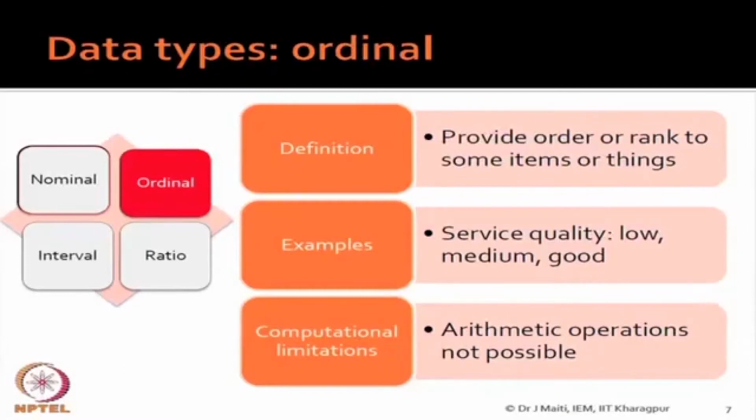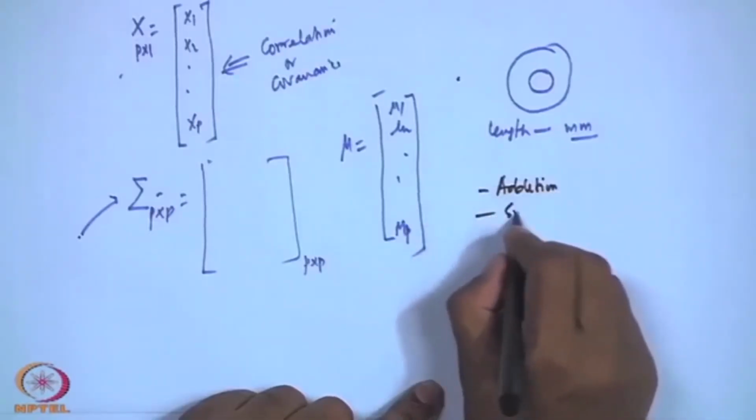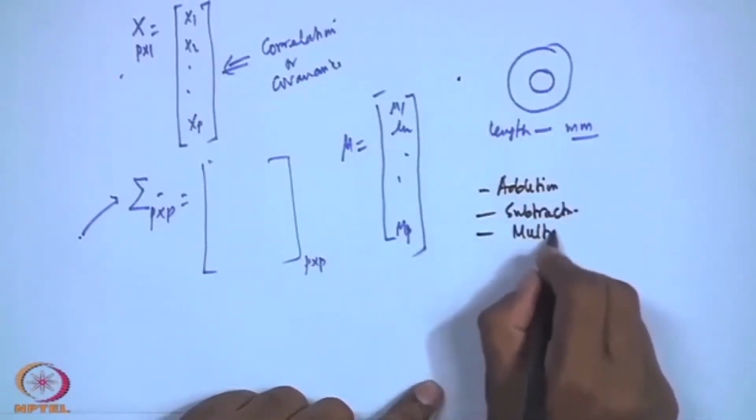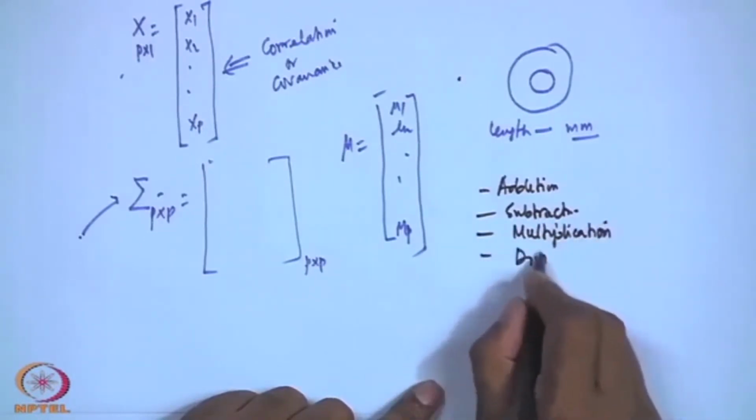So, what it does is basically provide some order or rank to items or things. Example, service quality: it is low, medium or good. And computational limitations: here also we cannot do any arithmetic operations like addition, subtraction, multiplication and division.